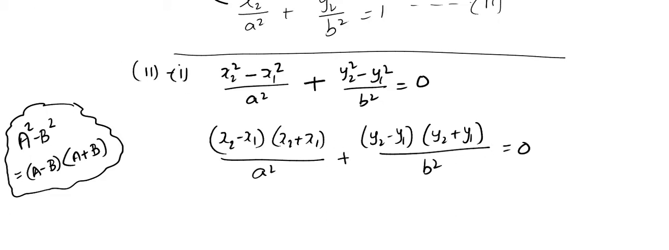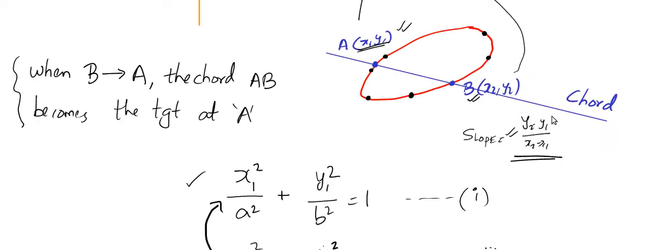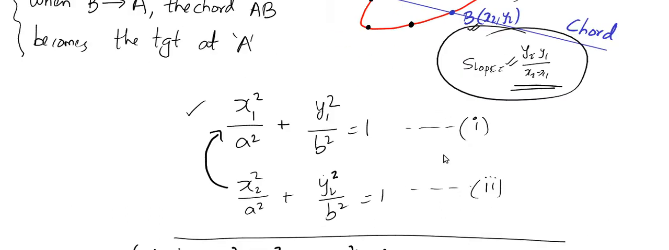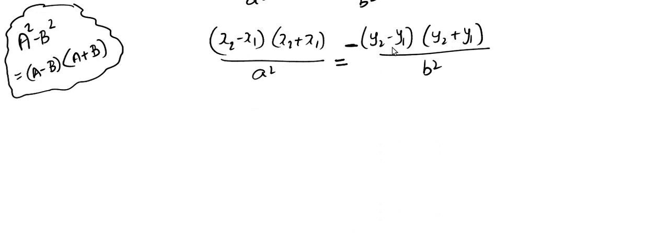In the next line, what we do is we'll take it to the other side. So we get is equal to negative. By the way, what am I trying to find? The slope. And what is the slope? y2 minus y1 by x2 minus x1. And we can just do a little bit of cross multiplication here. So we get y2 minus y1 by x2 minus x1.